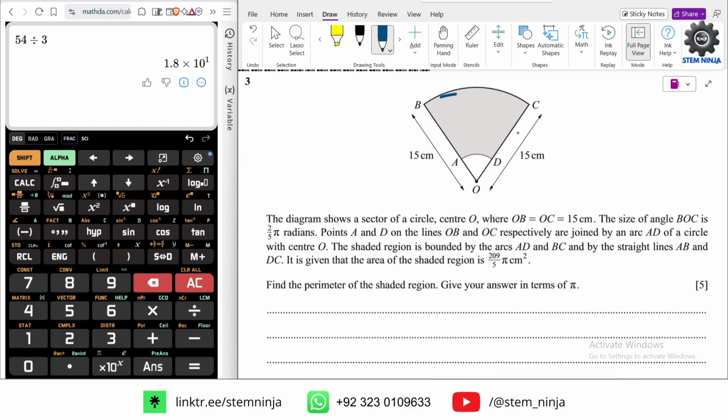The shaded region is bound by the arcs AD and BC and by straight lines AB and DC. It is given that the area of the shaded region is 209 over 5 pi centimeter squared. Find the perimeter of the shaded region. Give your answer in terms of pi. Okay, so we basically need to work out arc length BC, arc length AD, AB, and DC.